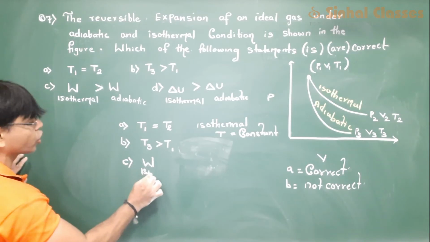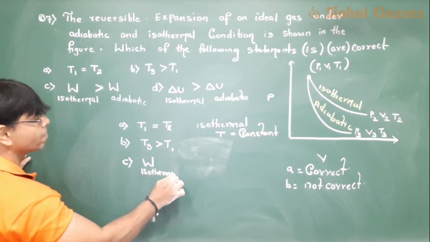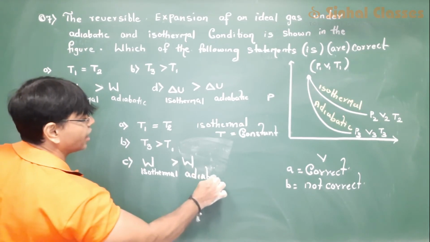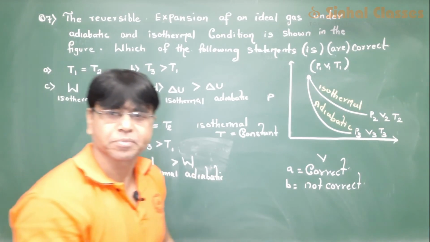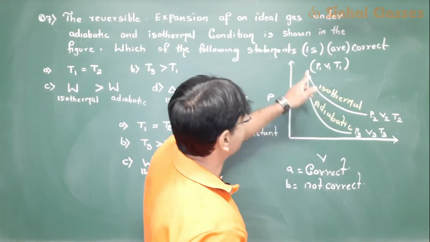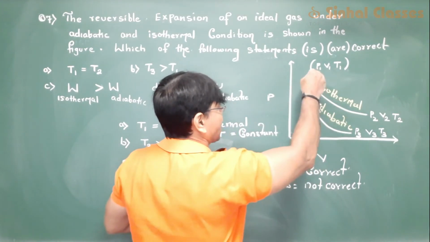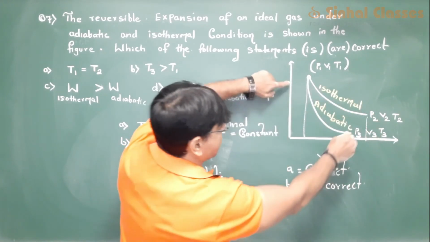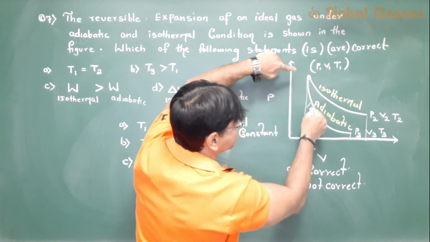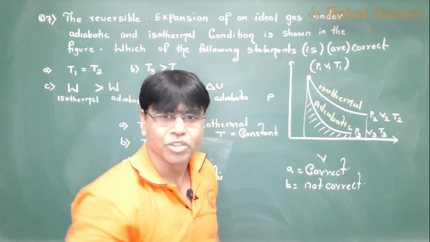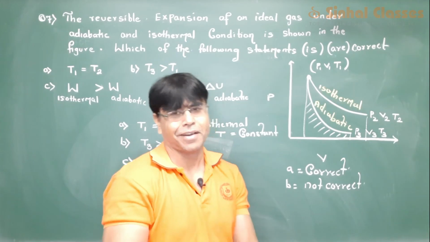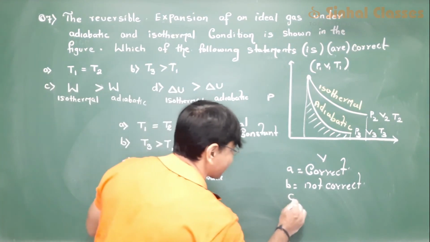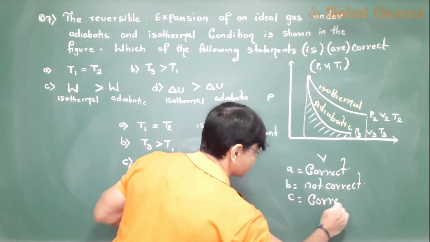What about option C? Work of isothermal is greater than work of adiabatic. Let us verify this statement. What is work? The area under the curve. If I take the area for isothermal, it will be this much. And if I take it for adiabatic, it will be only this much. So whose work is more? Isothermal. So option C is correct.